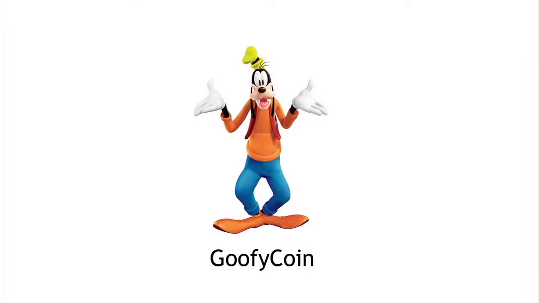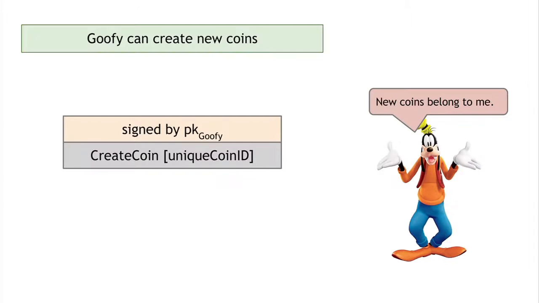First, let's talk about Goofy Coin. Goofy Coin is about the simplest cryptocurrency we can imagine, and it works kind of like this. There are just a couple of rules of Goofy Coin. The first rule is that Goofy can create new coins. Goofy can make a new coin whenever he wants, and when he makes a new coin, it belongs to him.